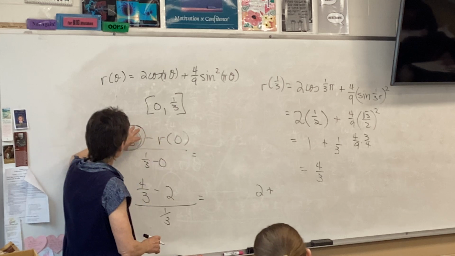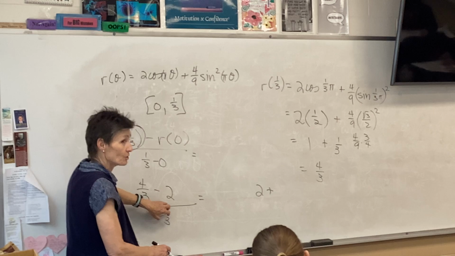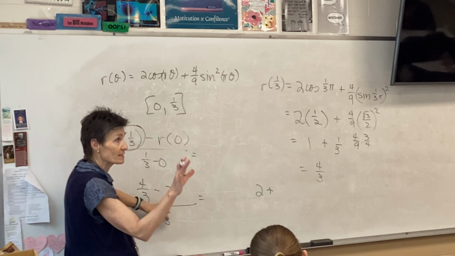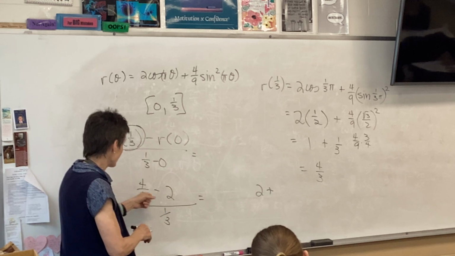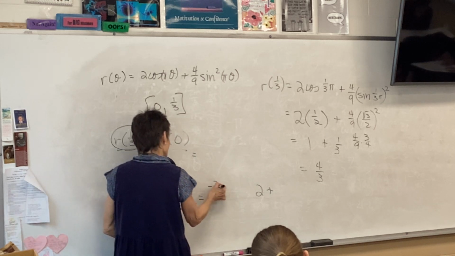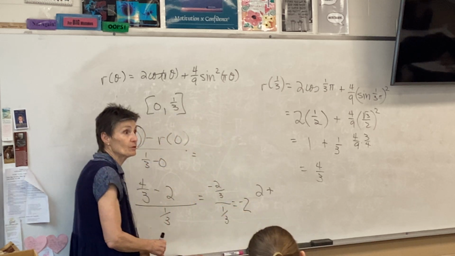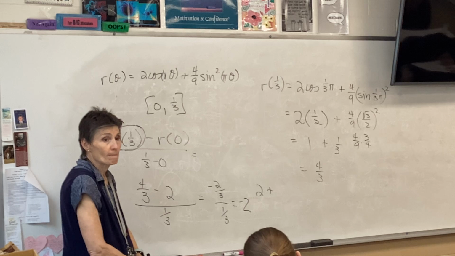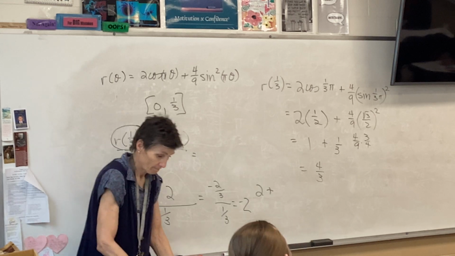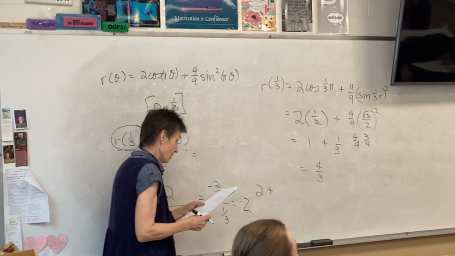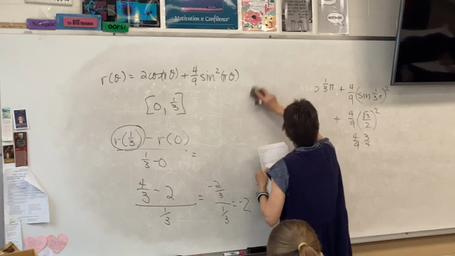So when I plugged in a third, I got 4/3. When I plugged in 0, I got 2. Hopefully I'm not making any mistakes. And then the denominator is 1/3. So this is going to be negative 2/3 over 1/3. I got negative 2. Is that okay? All right. Now we have one that's kind of like one we already did.